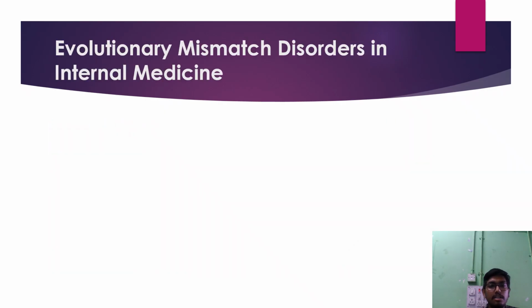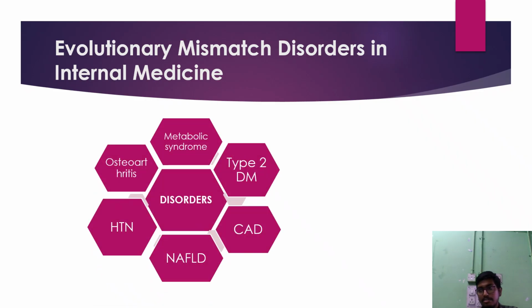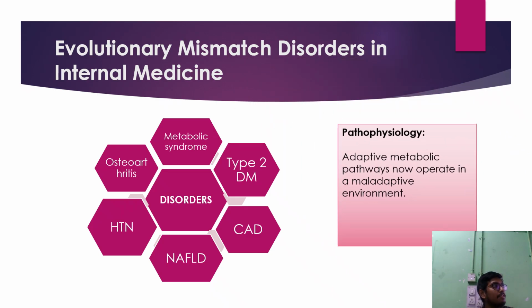Next are the evolutionary mismatch disorders in internal medicine. The disorders that commonly occur due to the evolutionary mismatch, which I have discussed in the previous slide, are examples like hypertension, type 2 diabetes, coronary artery disease, non-alcoholic fatty liver disease, osteoarthritis, and metabolic syndromes. So the pathophysiology is that adaptive metabolic pathways now operate in a maladaptive environment.